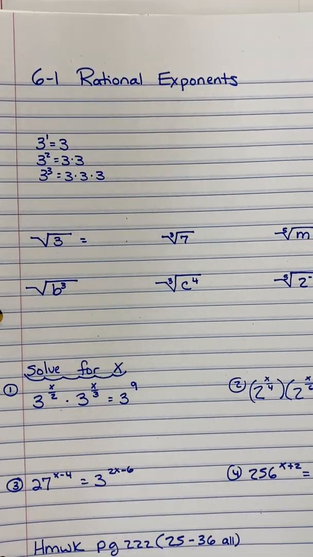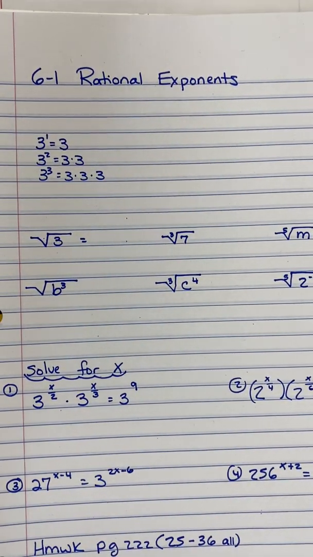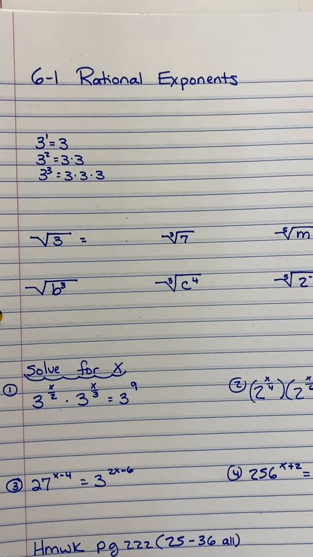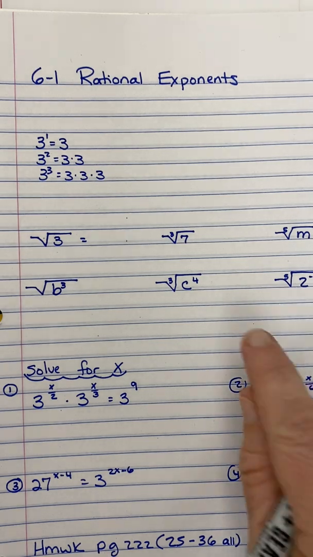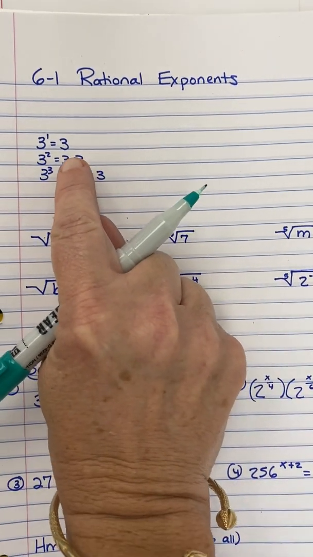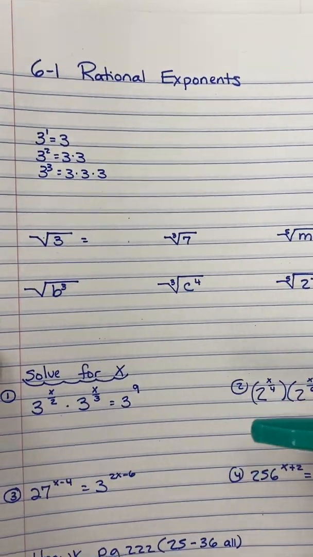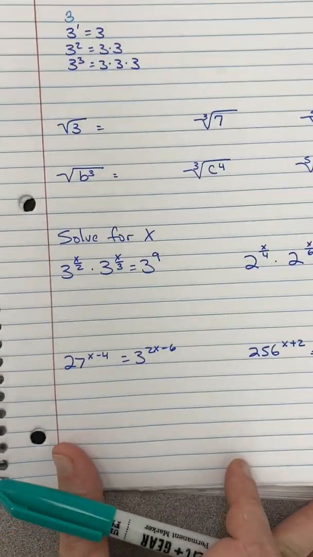Hi, today we're going to be talking about rational exponents. We've already dealt with negative exponents, positive exponents, and simplifying them, and now we're going to talk about exponents that are fractions. This is a little bit confusing to understand, but let me show you. I rewrote this.